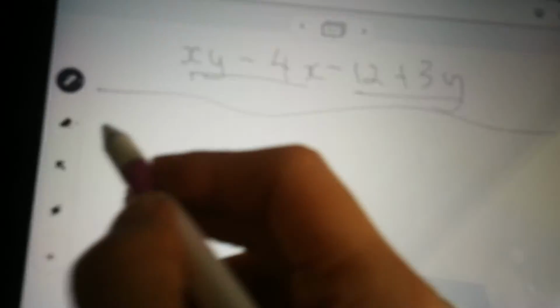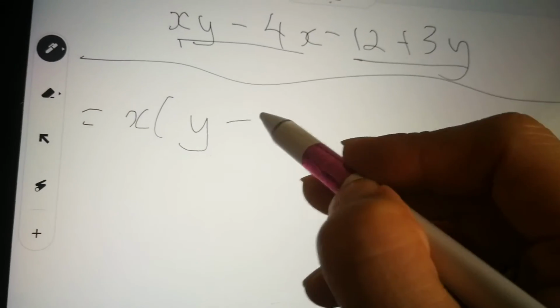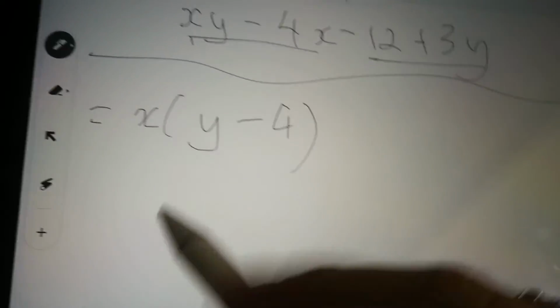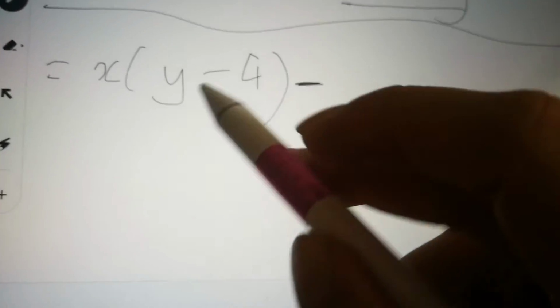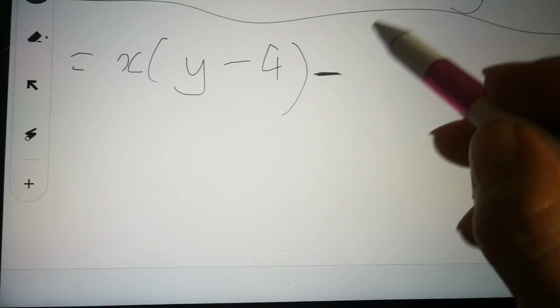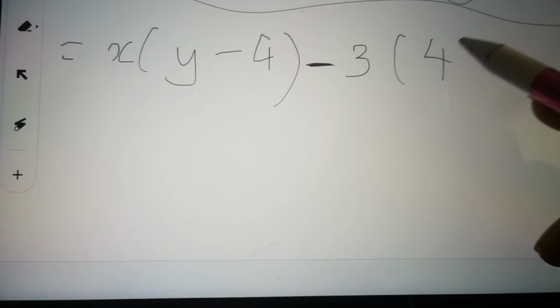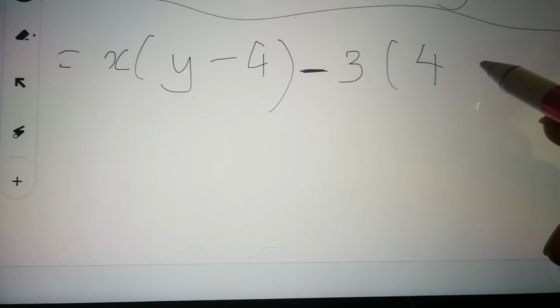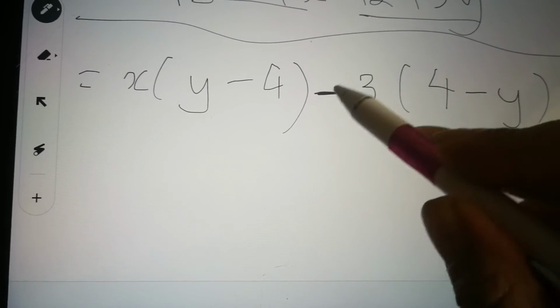So to factorize this, I will take this as one set and this is another set. Clear? Okay, so take out x, you're left with y minus 4. Clear? Minus, whenever there's a minus sign, you have to be very careful. Okay. 12 and 3, you take out 3. Yeah. Left with 4 plus or minus? Oh, minus y. Okay, like that. Plus or minus? Minus. Minus, because minus times minus give you plus. Yes. Clear?